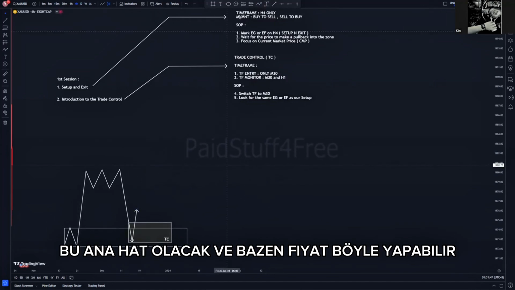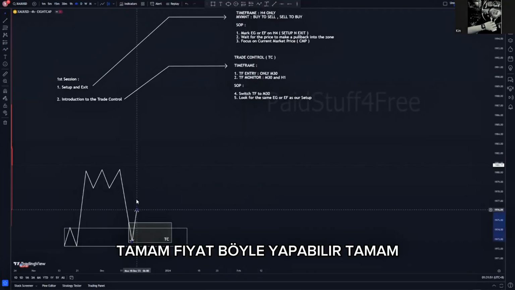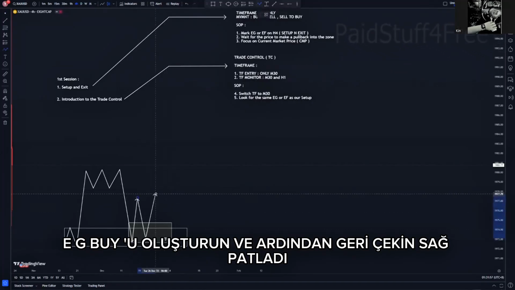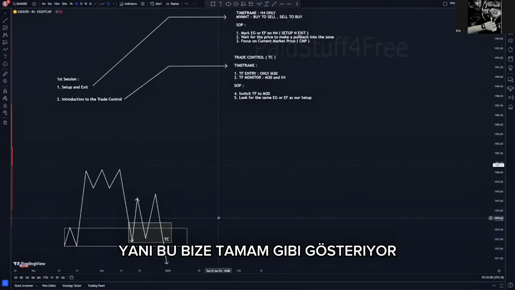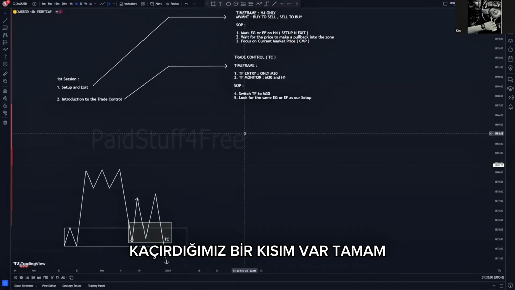And sometimes the price can do like this. Okay, create ED buy, and then pull back, went up, boom, right? So this shows us that we need to extend our notes. We need to learn some more. There is some part that we missed.